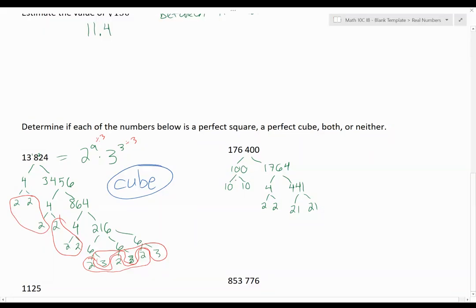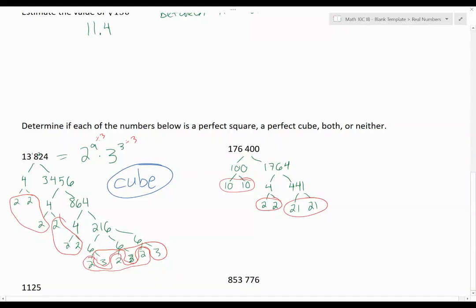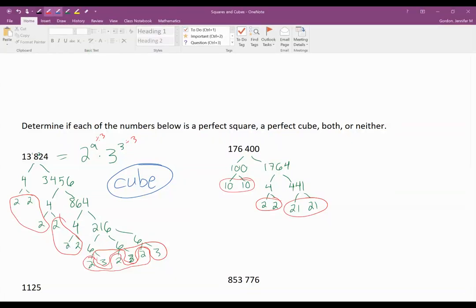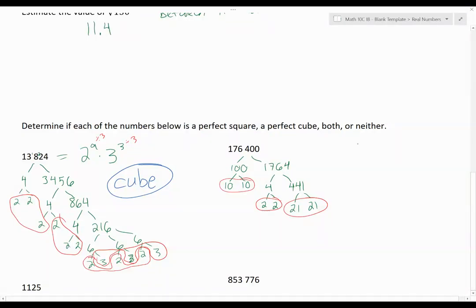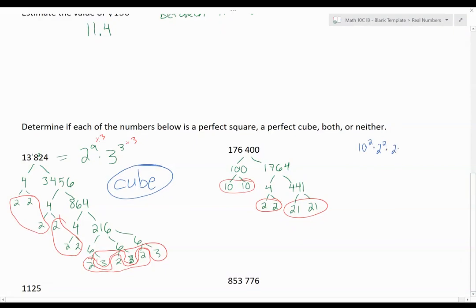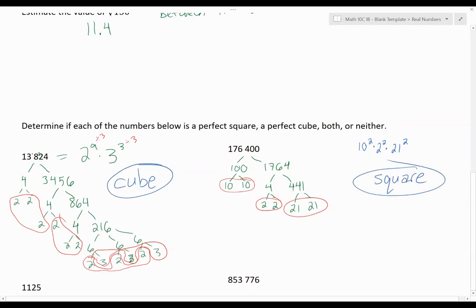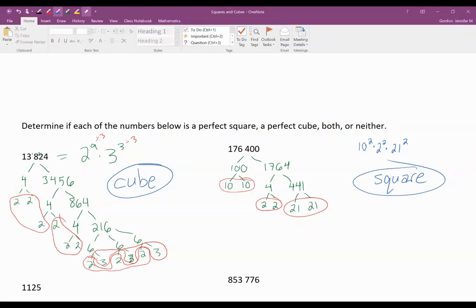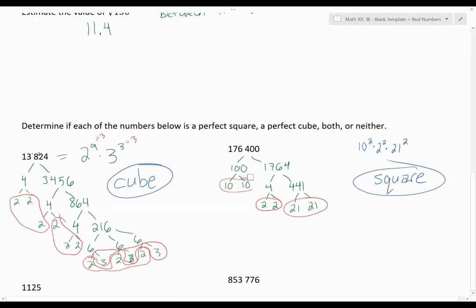Because what I can see at this stage is I have 10 times 10, 2 times 2, 21 times 21. So this is in fact a perfect square because one way it could be written is as 10 squared times 2 squared times 21 squared. Everything is squared, so this is a square. That's not really enough to know yet if it is a cube as well, because it certainly could be both. So what I'm going to do is break these down further just to show that I can't also divide it into groups of 3.